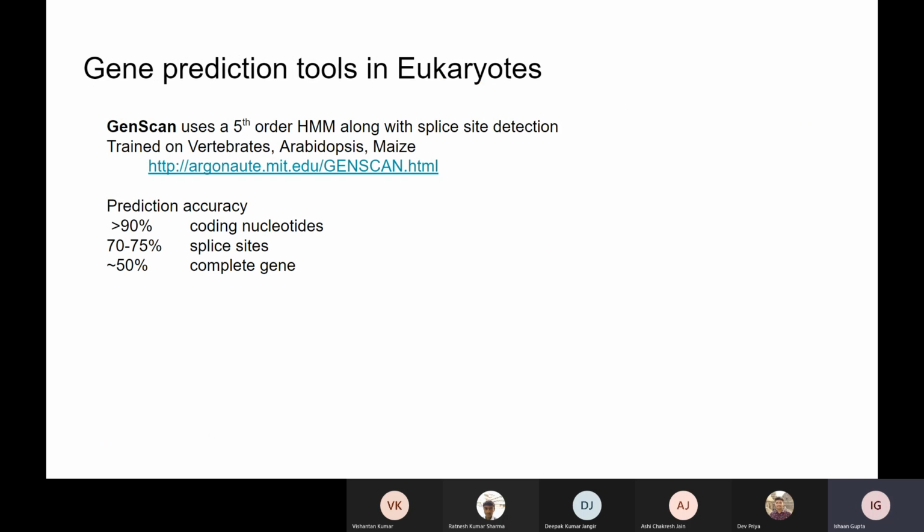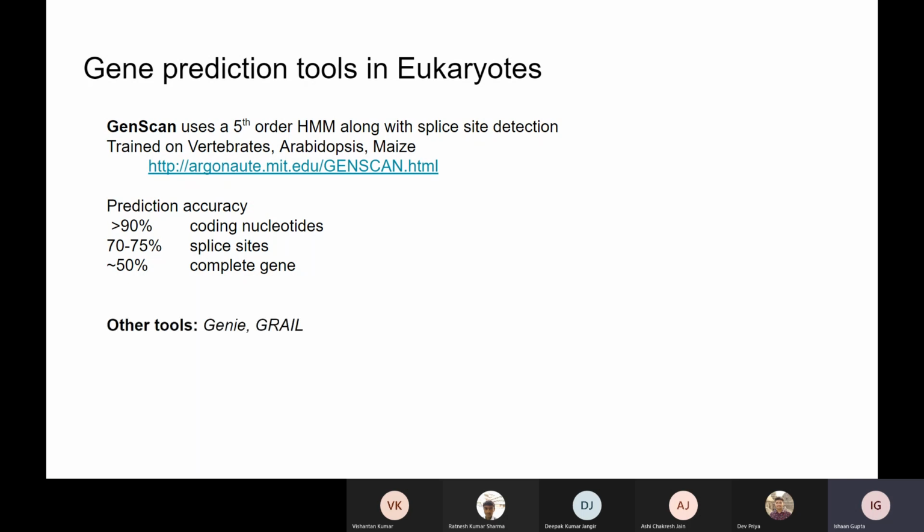So GeneScan also uses a fifth order hidden Markov model along with an interpolated Markov model, which basically detects your splice sites and it is trained on vertebrates. So all the organisms which have a backbone, and it's trained on Arabidopsis and maize, which are two model plants which are used. Yeah, and its accuracy for predicting coding nucleotides is more than 90%. Its accuracy for predicting splice sites is about 70 to 75%, and accuracy for predicting complete gene is only about 50%. So as you can see, predicting genes in eukaryotes is much tougher.